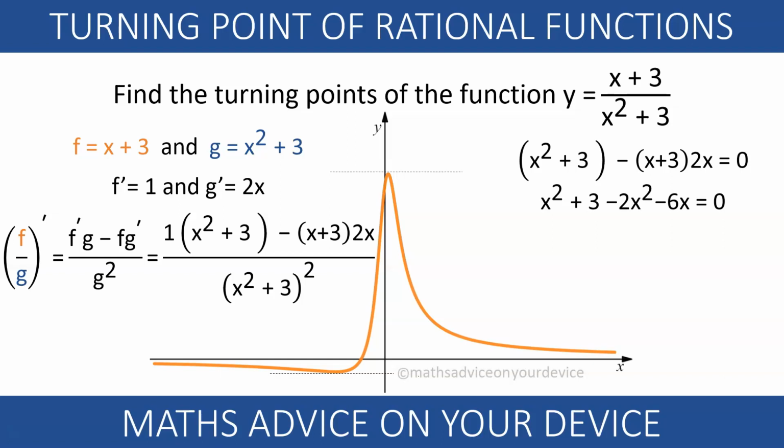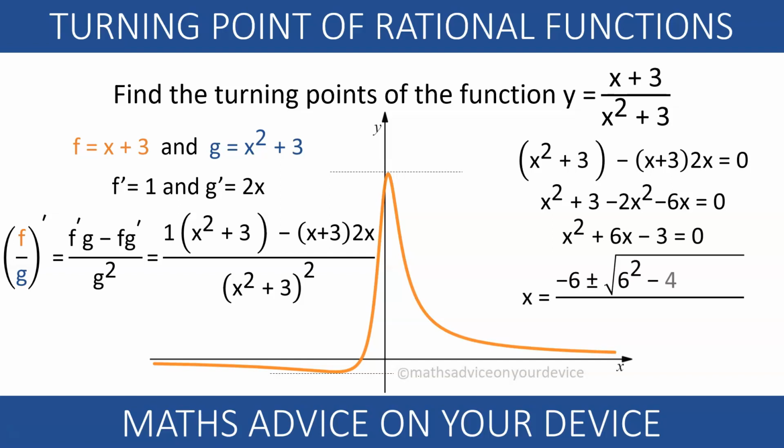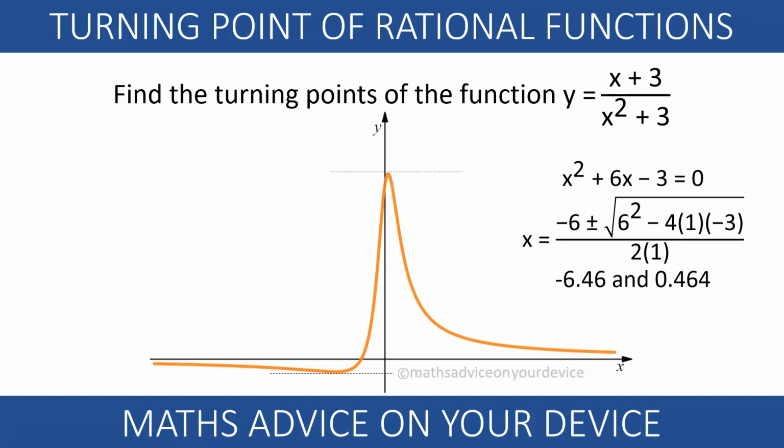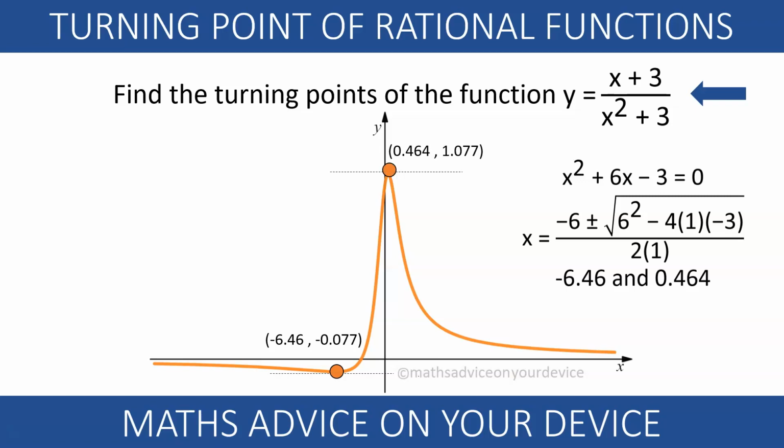Writing the quadratic in descending order, a equals 1, b equals 6, and c equals negative 3. We can now use the quadratic formula, and this results in two solutions, negative 6.46 and 0.464, the x coordinates of our two turning points. To figure out the y-coordinate of each point, we simply substitute these two values into the original function, the two turning points of our rational function.